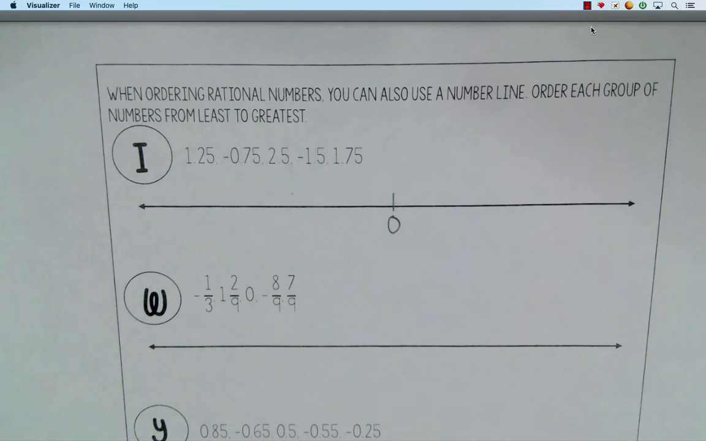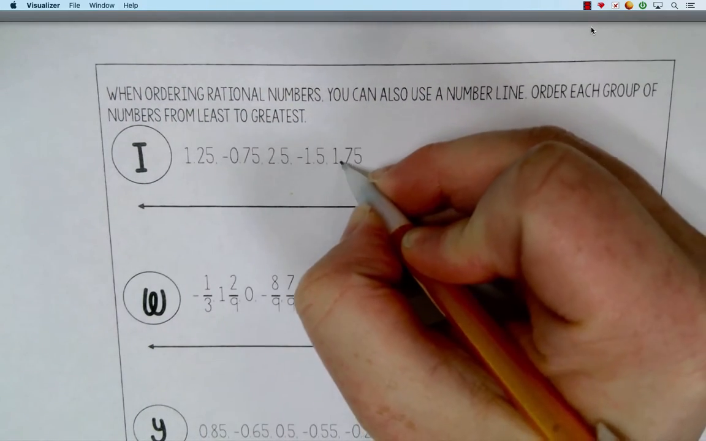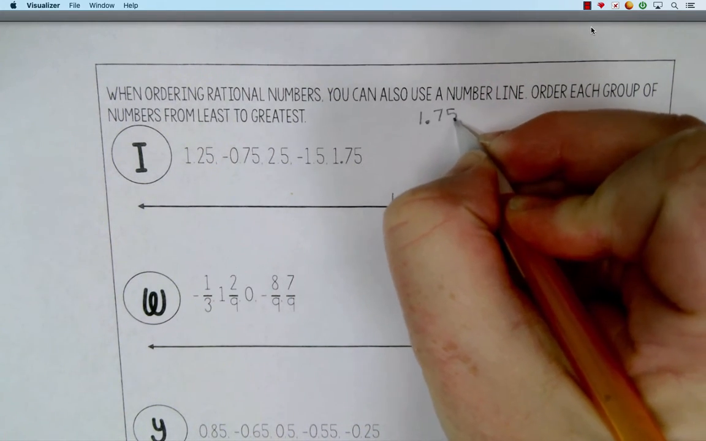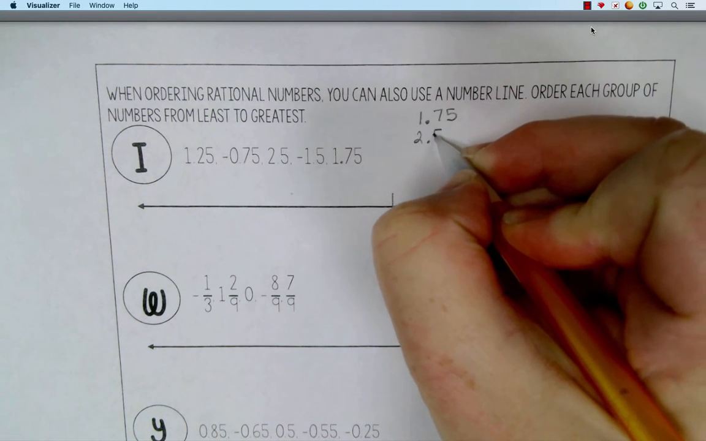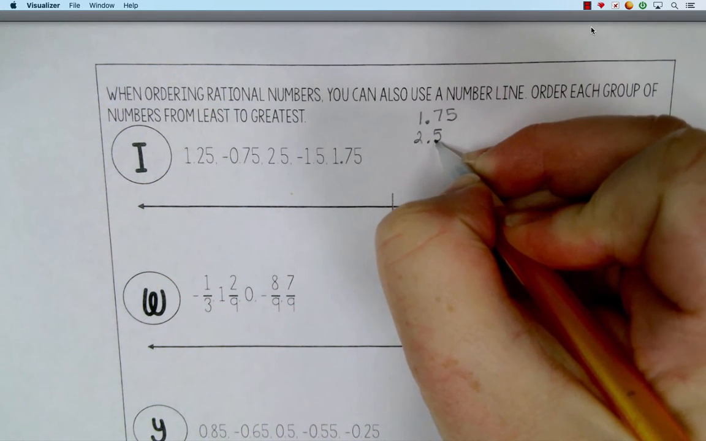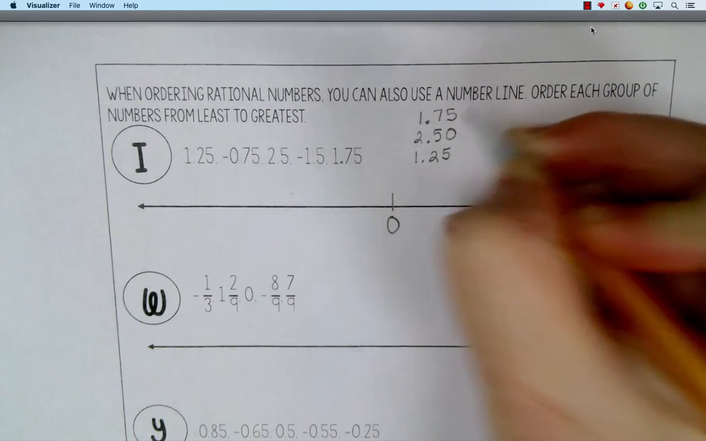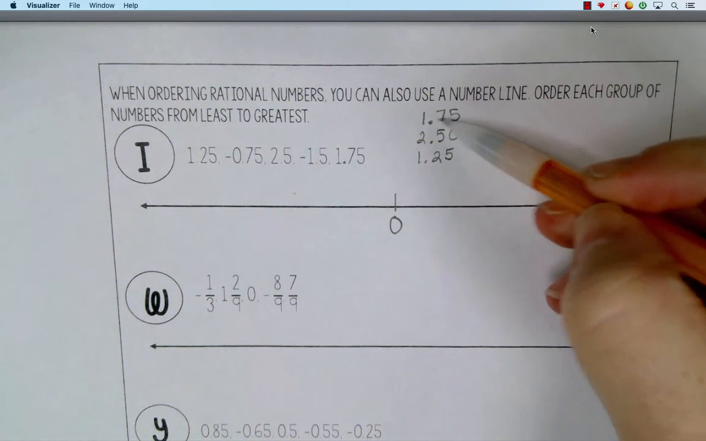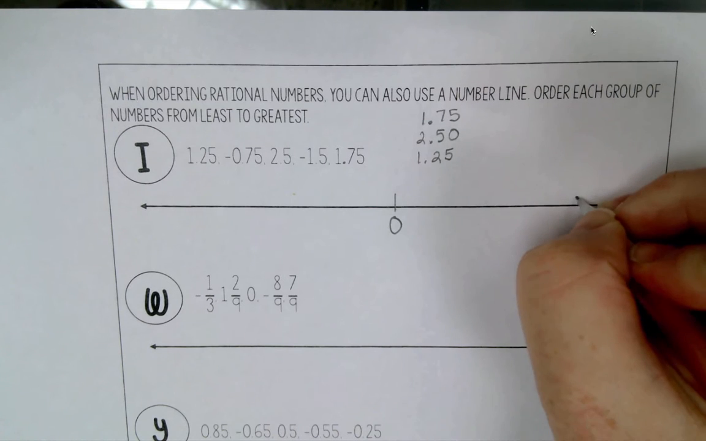And I'm resuming. Okay, so we're going to order numbers from least to greatest. So I put my 0 in the middle. I'm going to look for positive numbers first. So I'm going to stack my positive numbers. And then 1.25. I'm going to put a 0 here, so we're ordering. So my greatest, if I'm going to look at just whole numbers in the front, 2.5 should be all the way to the right.